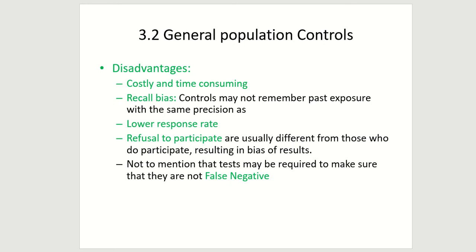Therefore, if you're reading a case control article, look at the participation rate or refusal to participate, and try to figure out whether it was within acceptable limits. Not to mention that tests may be required to make sure there are no false negatives. As I mentioned a moment ago, do we run a blood test for these controls to make sure they're not diabetic? Do we ask them to do some sort of testing? That adds to the cost and the difficulties, and even to recruiting. Someone might say yes, I want to participate, but when you tell them you want a blood sample, they say no, forget it, I don't want to participate anymore.